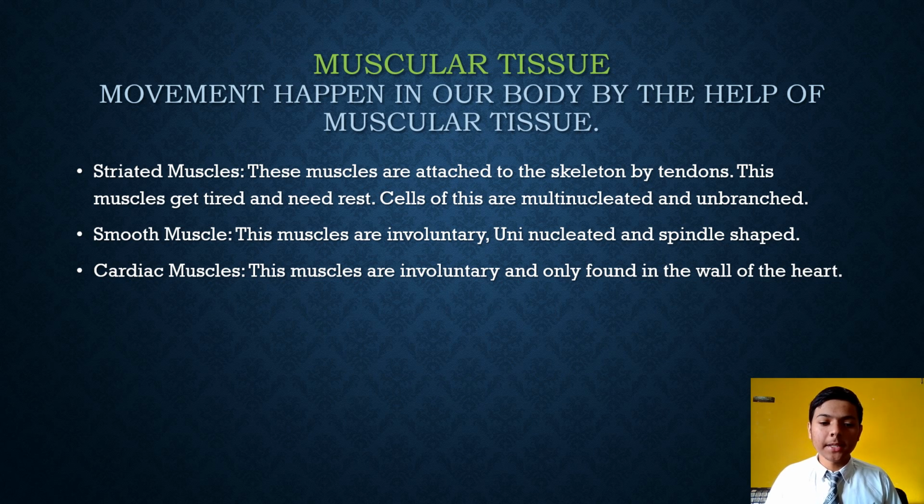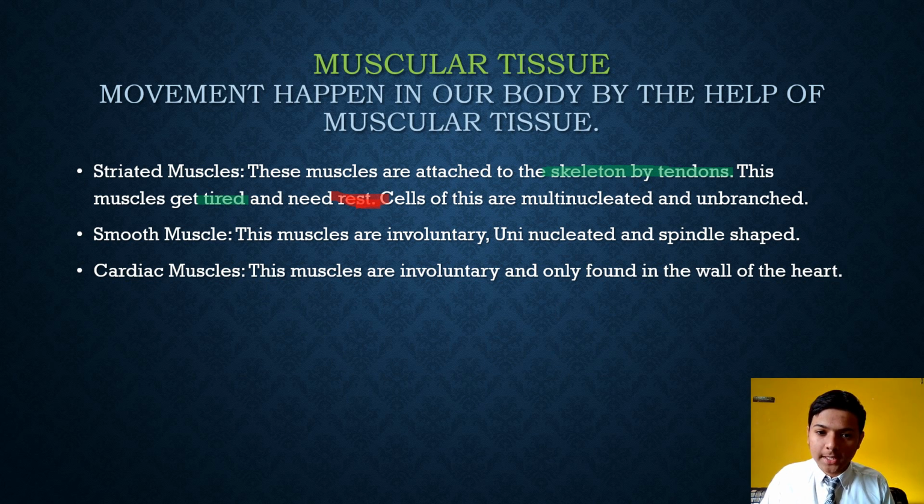Striated muscles are attached to the skeleton by tendons. These muscles get tired and need rest. Cells of these are multinucleated and unbranched.